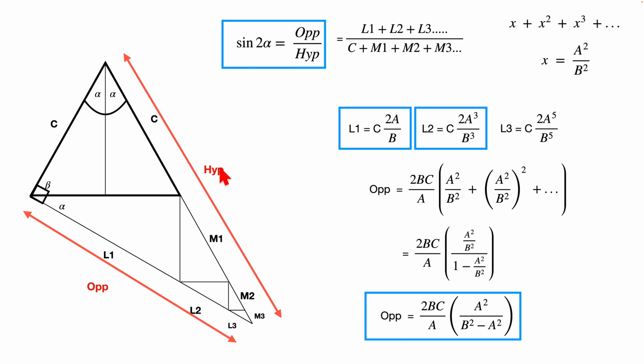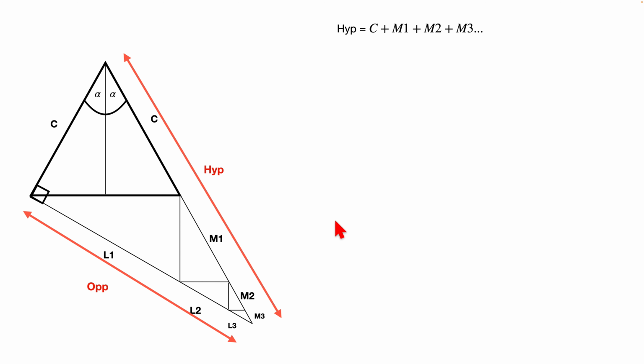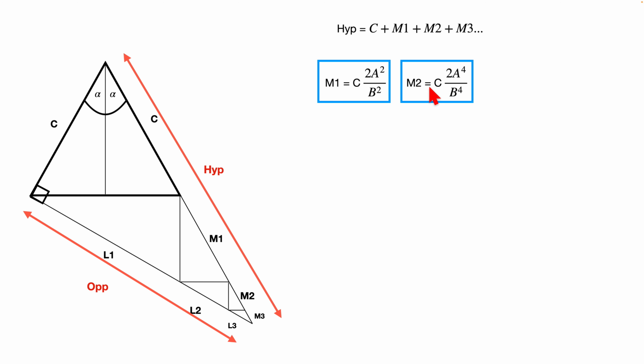Now we're going to have a look at the hypotenuse. The hypotenuse equals C plus M1 plus M2 plus and so on, going ad infinitum. M1, as we know, is equal to C 2a squared over b squared. M2 is C 2a to the 4 over b to the 4. And I'm going to go out on a flyer: M3 is C, 2a to the 6 over b to the 6. It's getting smaller and smaller.